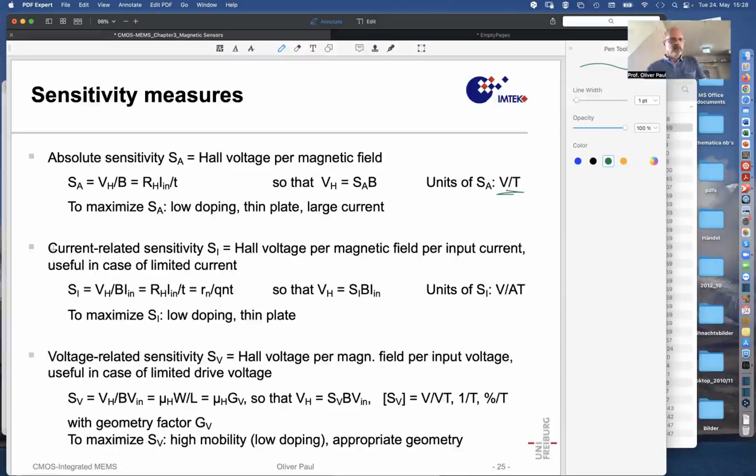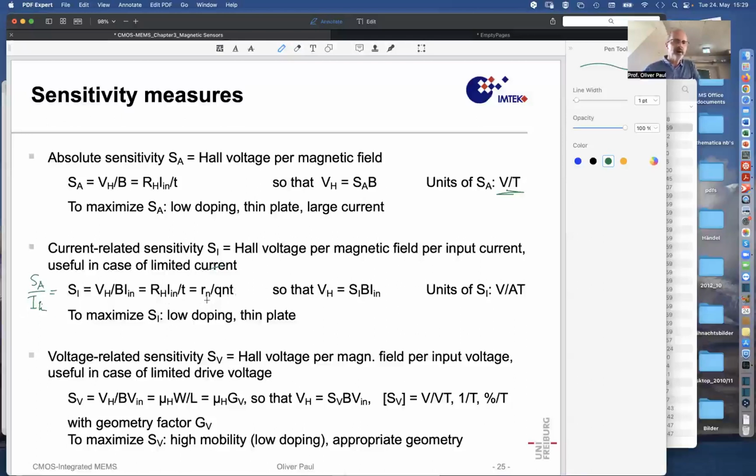Yeah, then another sensitivity is the current-related sensitivity, SI, which is a more refined way of stating it. It's the output voltage per magnetic field per current that you drive in. So it's the absolute sensitivity SA divided by input current. I could also write that here: this is absolute sensitivity divided by IN. So a more objective parameter, and that can be calculated.